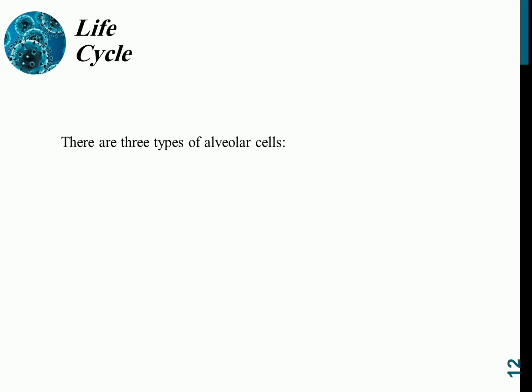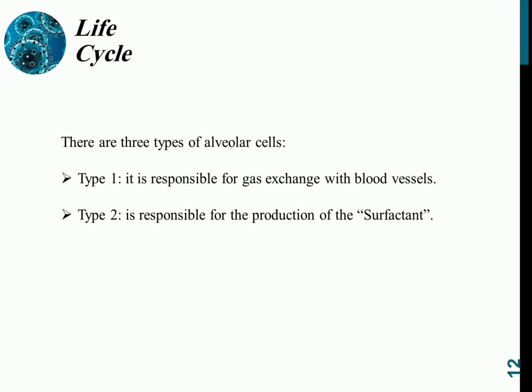There are three types of alveolar cells. Type 1 is responsible for gas exchange with blood vessels. The second type is responsible for the production of the surfactant, which is a mixture of proteins and lipids that reduce the surface tension of the alveoli. Type 3 are immune cells, or dust cells, and they are macrophages. The ACE2 is on the type 2 of these cells.